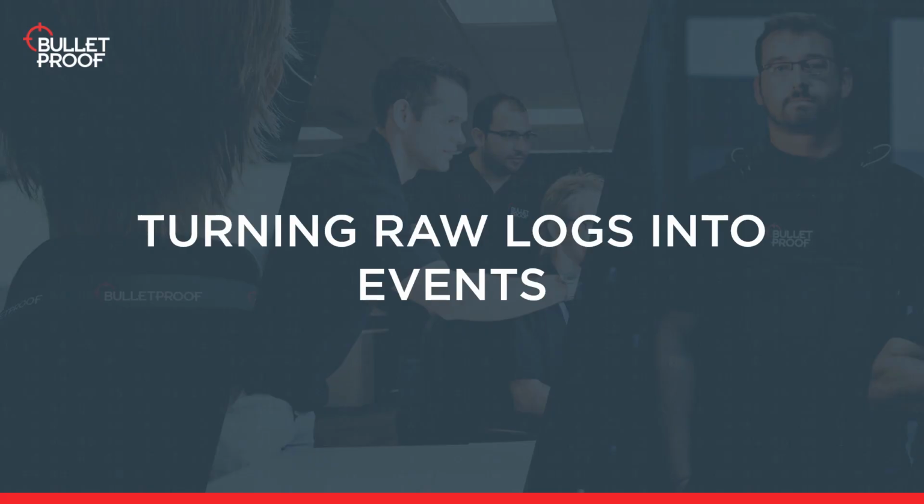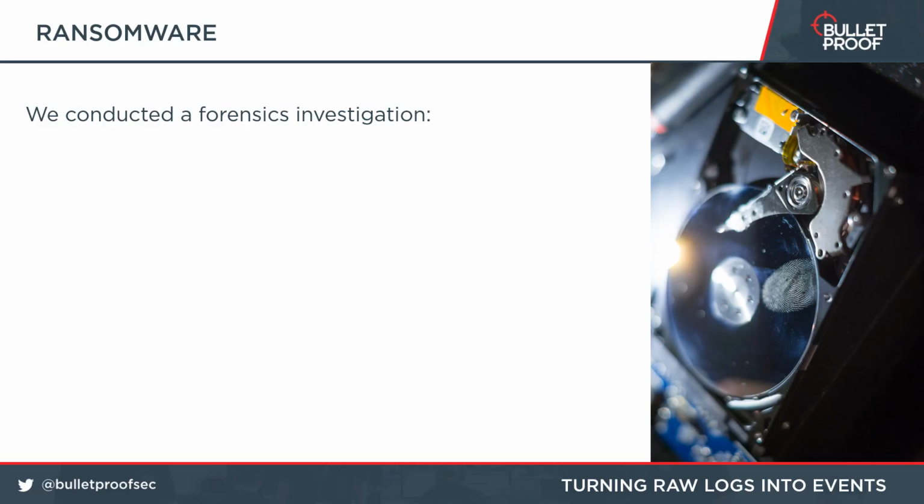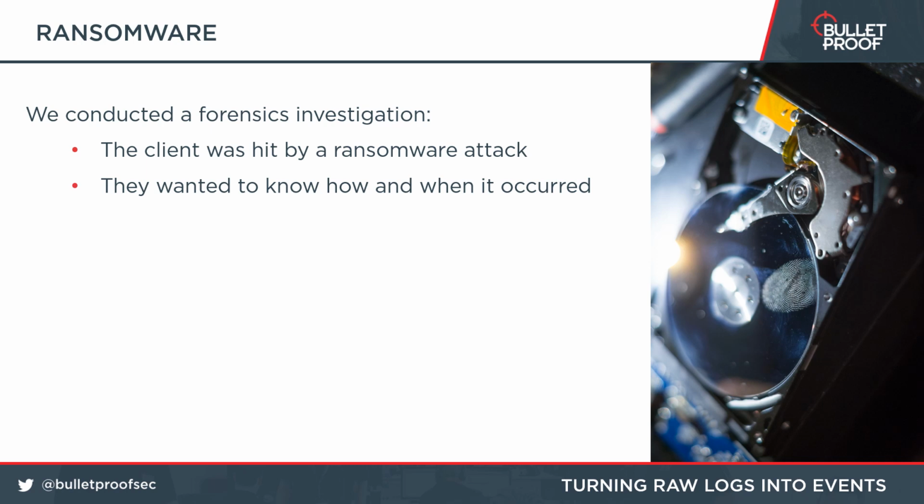So with that in mind, with the kill chain in mind, let's have a look at a forensic investigation that Bulletproof did and see how we can turn those raw logs into actionable events you can do something about. As I mentioned earlier, we're going to take a look at a forensics investigation that we did. This organization was hit by a piece of ransomware called Ryuk. Ryuk's actually made the press fairly recently, where it's been very successful and some fairly serious organizations have been hit by it. This organization also wanted to know how and when it occurred, so they've got the full timeline of events that we helped them to build, and then who was responsible for it.